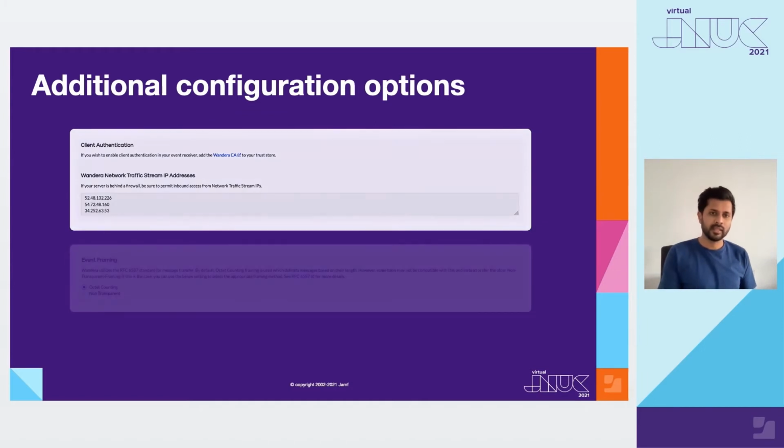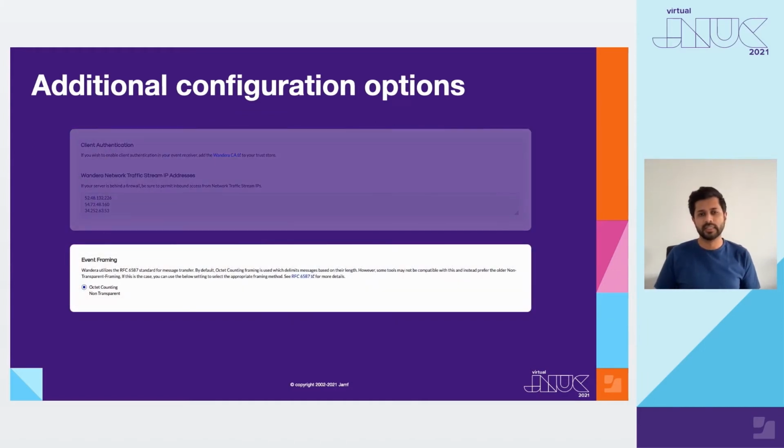policies. If you've chosen to use the syslog option, you can choose the event framing that is used for these messages. By default, this uses octet counting. However, some older tools may not support this, so you can switch easily to non-transparent framing where it's required.